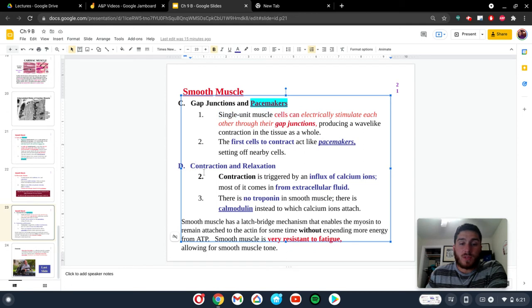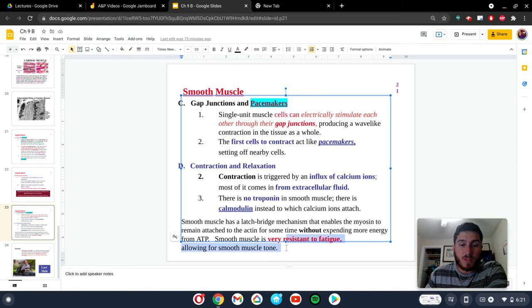Continuing here with contraction and relaxation, it's a little bit different in smooth muscles. Contraction is triggered by an influx of calcium ions. Most of them are going to come from the extracellular fluid, so it's a little bit different than the skeletal muscles. Also, there is no troponin in the smooth muscle. Instead, there is something called calmodulin, which is going to connect with the calcium ions. So another little difference here.